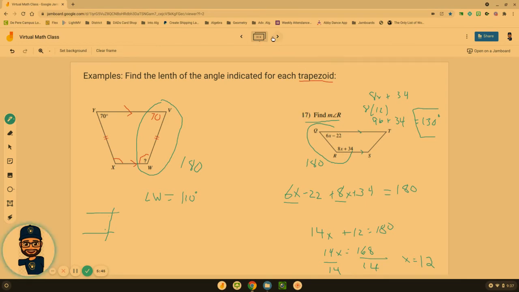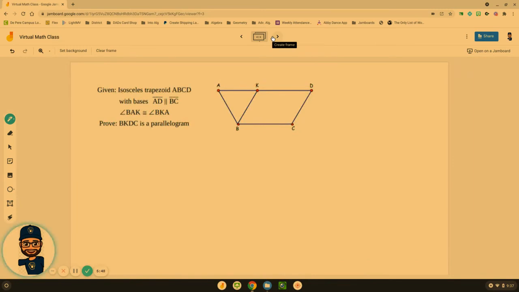All right, now we're going to step into a proof. And again, what I want to encourage you is, number one, identify what you're trying to prove. What is it that you have to show? What's the definition? And then what are the hints that they give you? So we're given that it's an isosceles trapezoid. ABCD is isosceles. That's really, really important. With bases AD and BC being parallel. They also tell me that angle BAK is congruent to BKA.